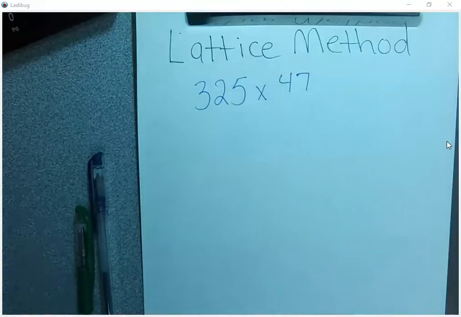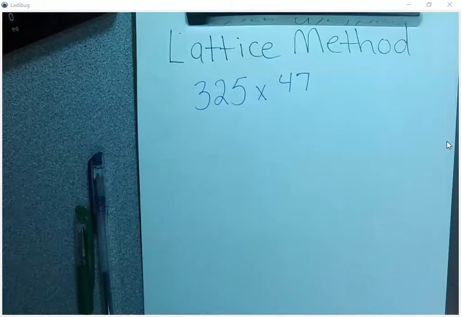Today, we're going to talk about multiplying. And today we're going to use the lattice method to multiply. It's a different technique, but most kids like it. It helps them with structure and organization, and it makes it a little bit simpler for them to work out multi-digit numbers. So let's get started.